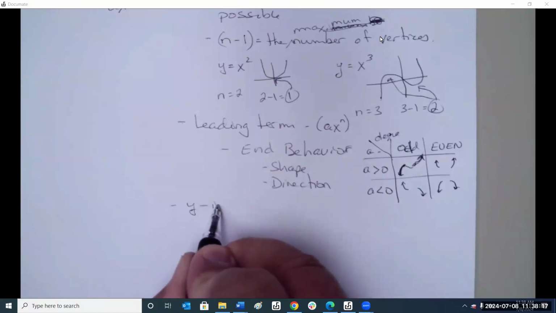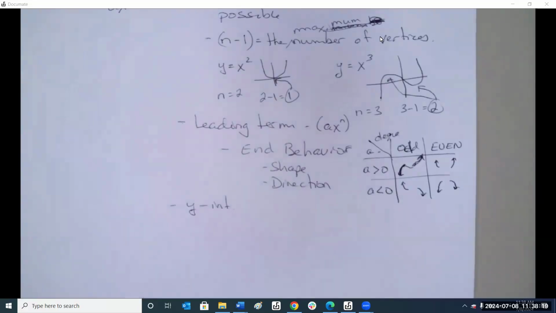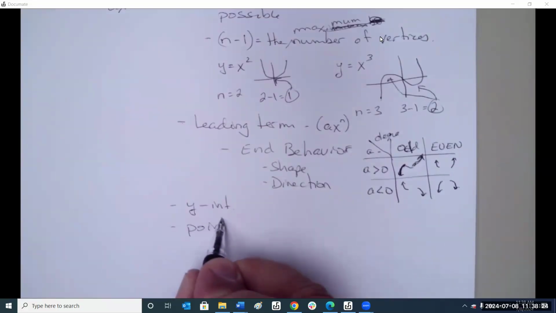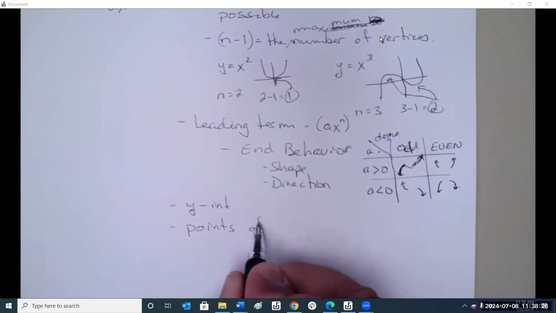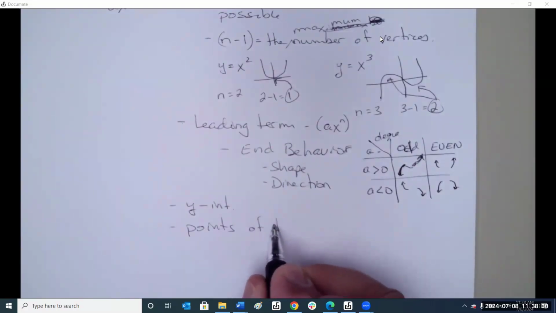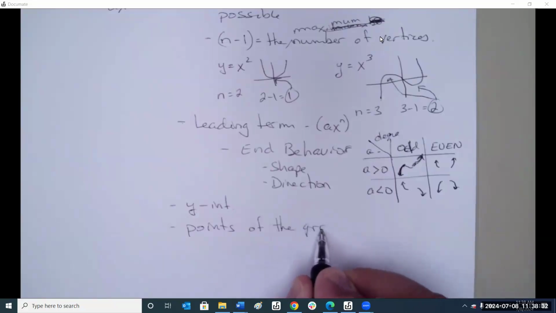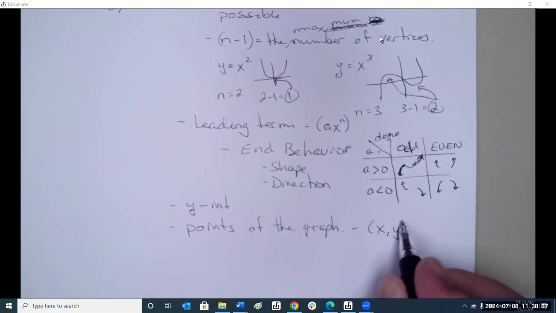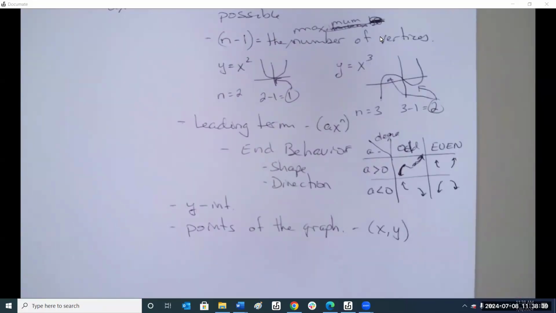We know the y-intercept. And we know the points on the graph. So all that comes from our original function.